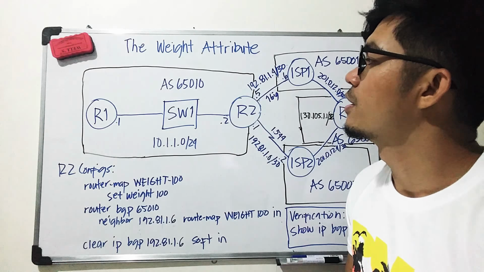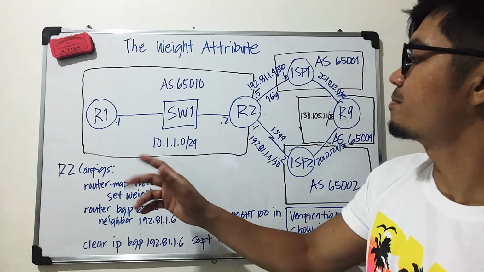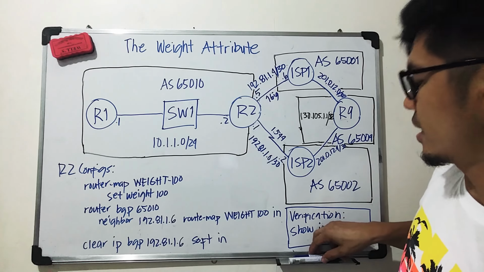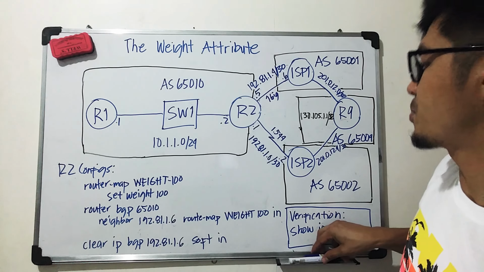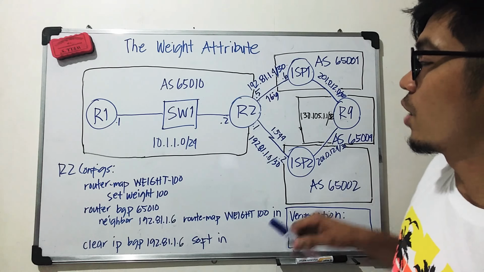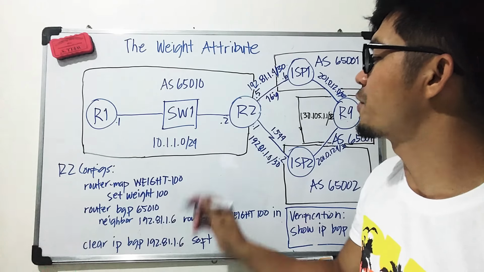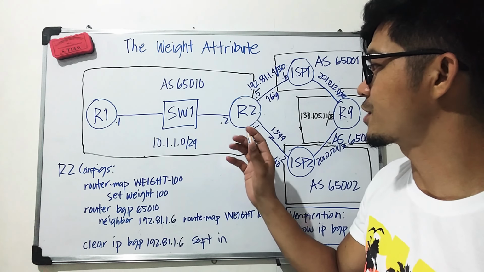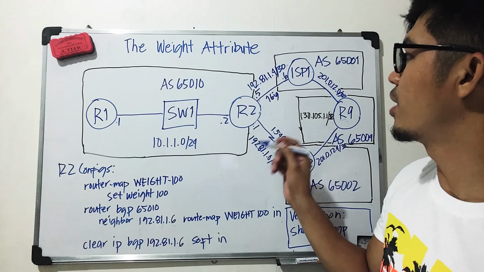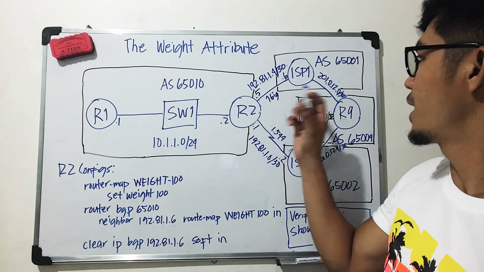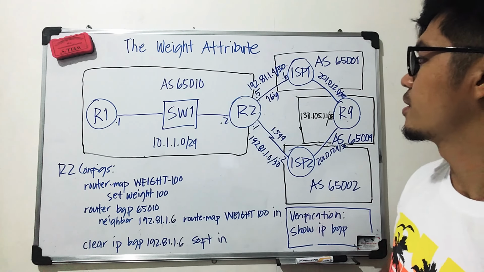So let's take a look at the topology here. Let's just assume that we have an enterprise network with an AS of 65010, and we have a border router R2, and we have a couple of ISPs, ISP1 and ISP2.